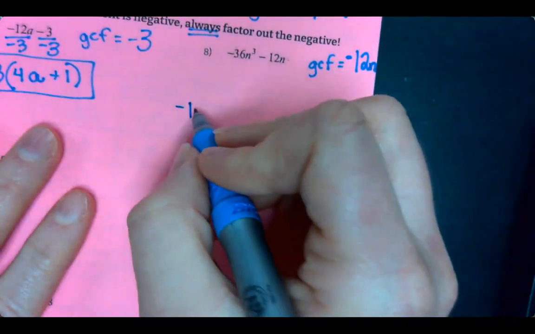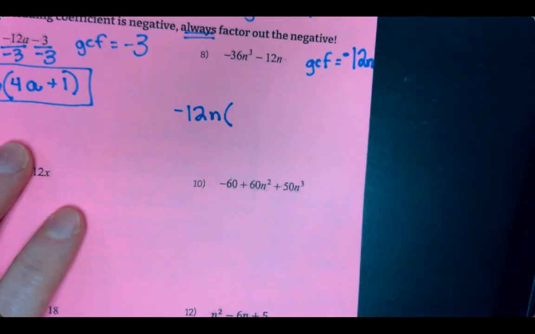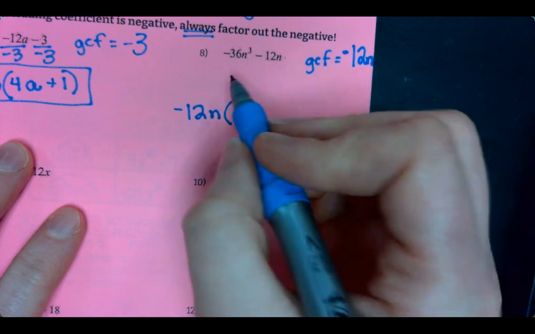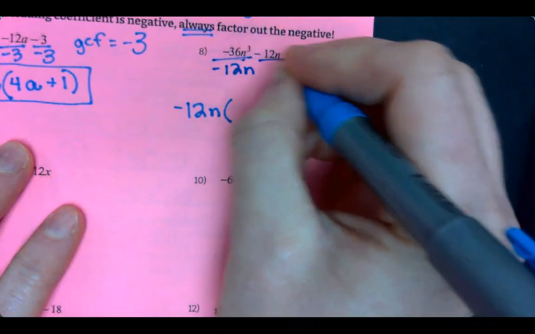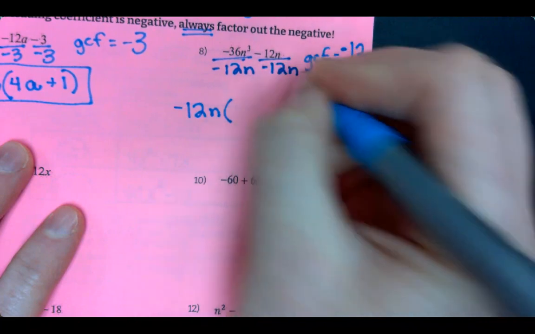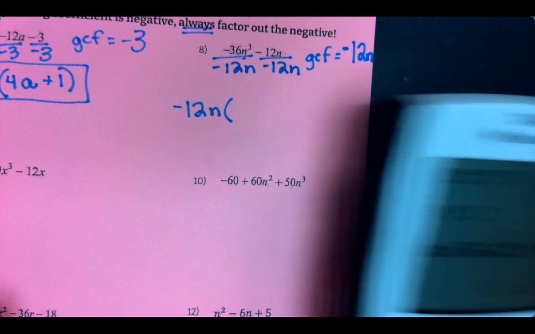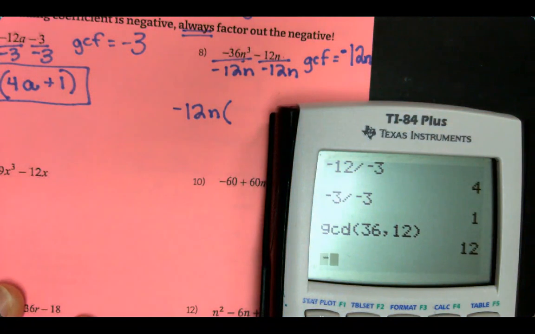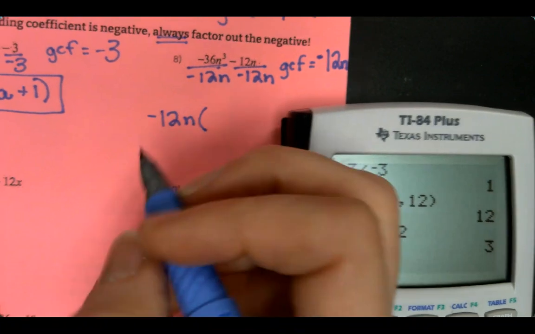So we'll go ahead and write that out front like this. We'll divide all the terms by negative 12n. Whenever you divide by a term, you're going to divide your numbers and then subtract your exponents. You can start by doing negative 36 divided by negative 12, positive 3.